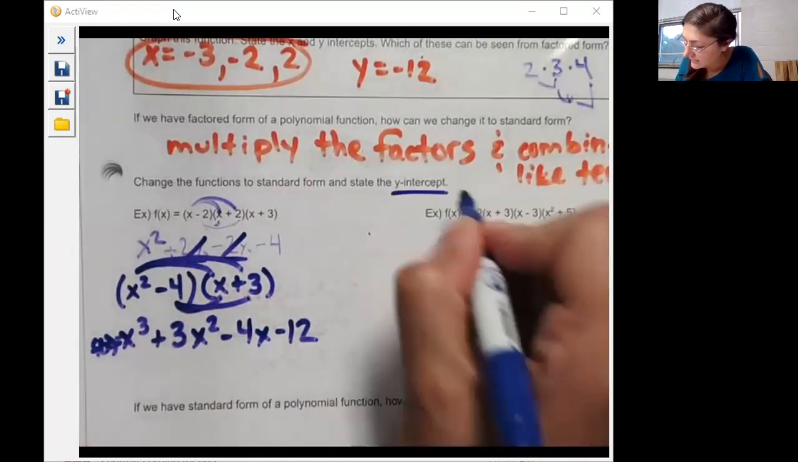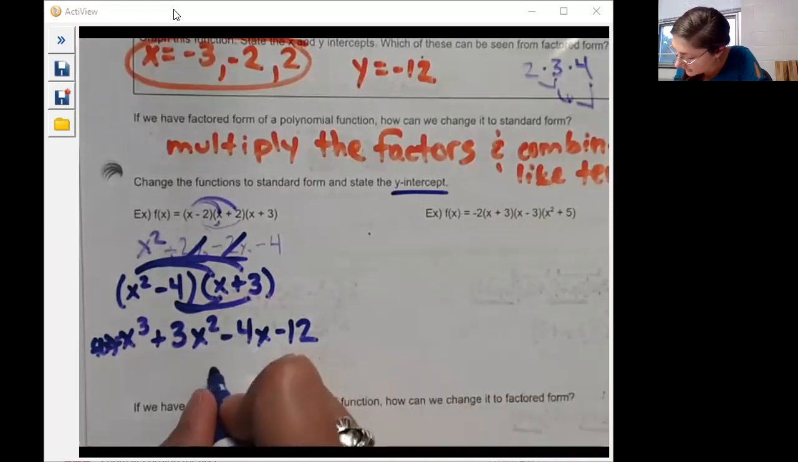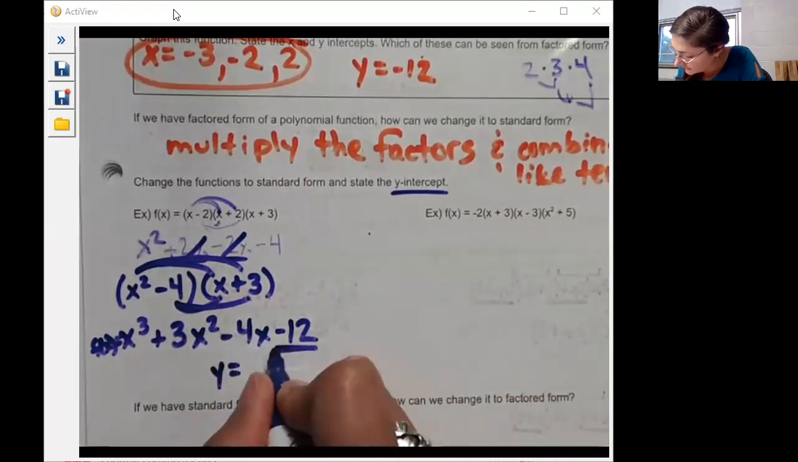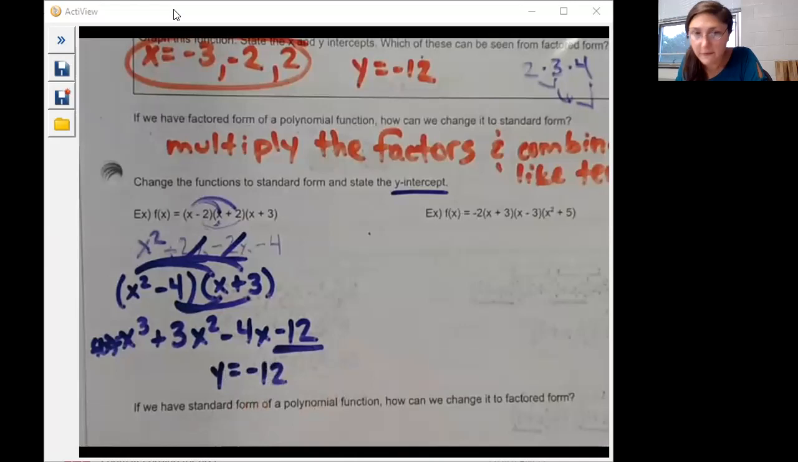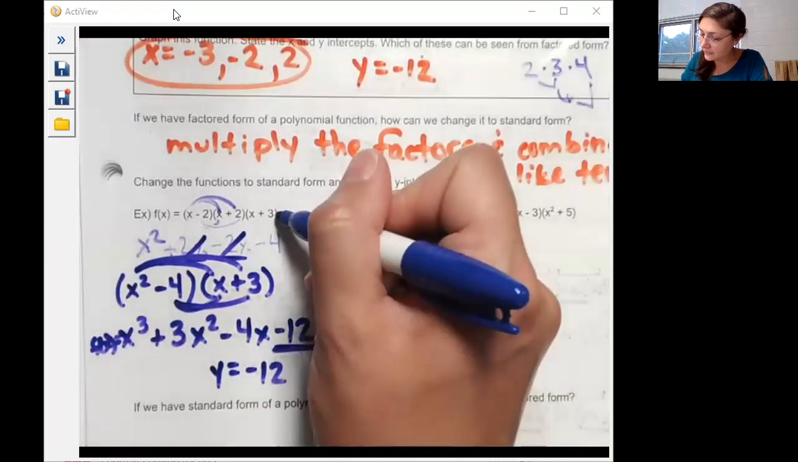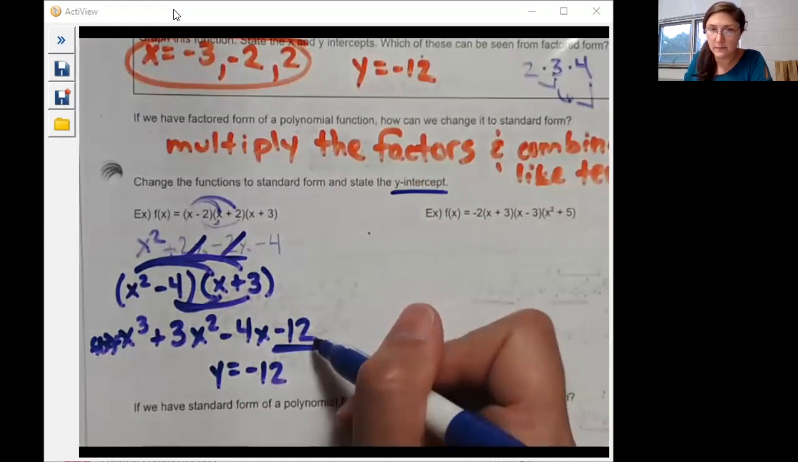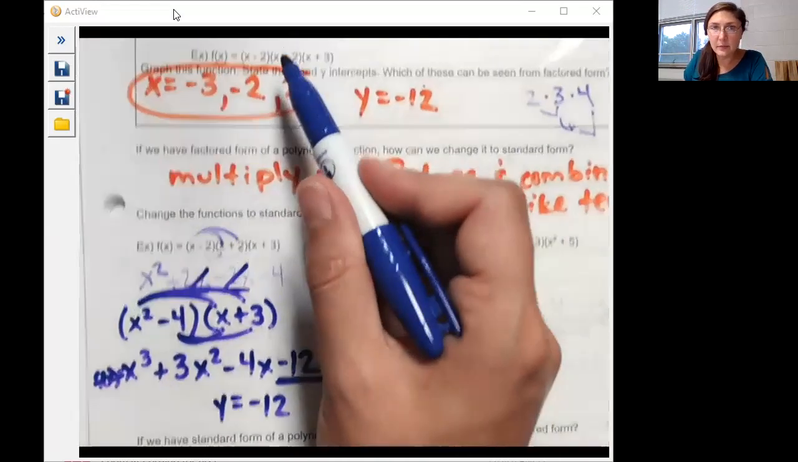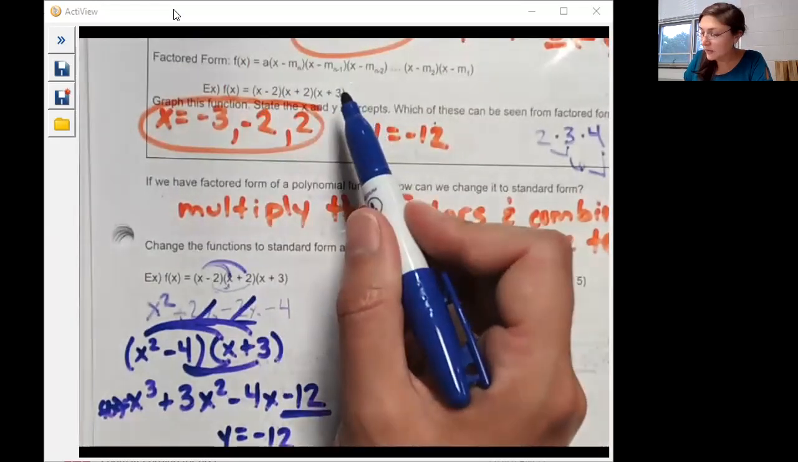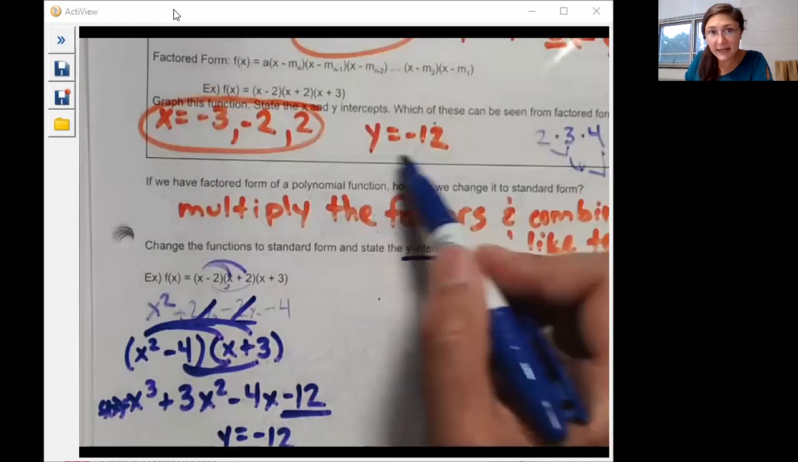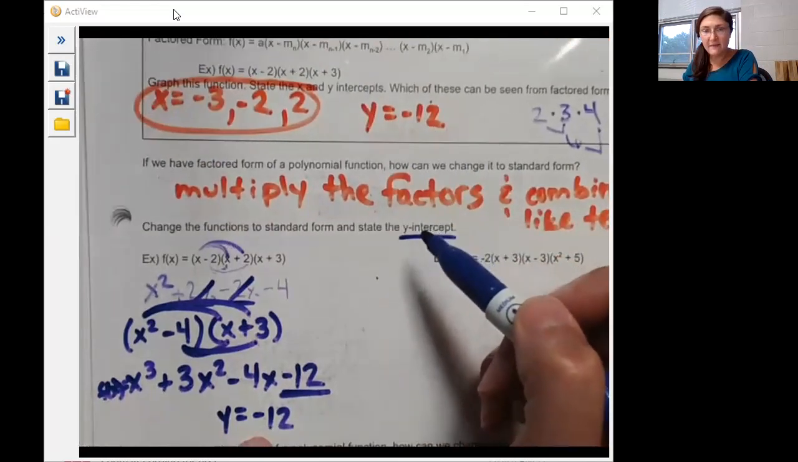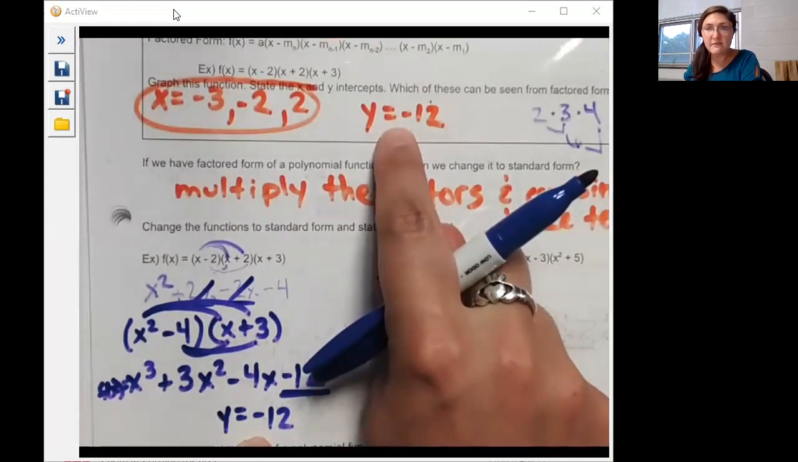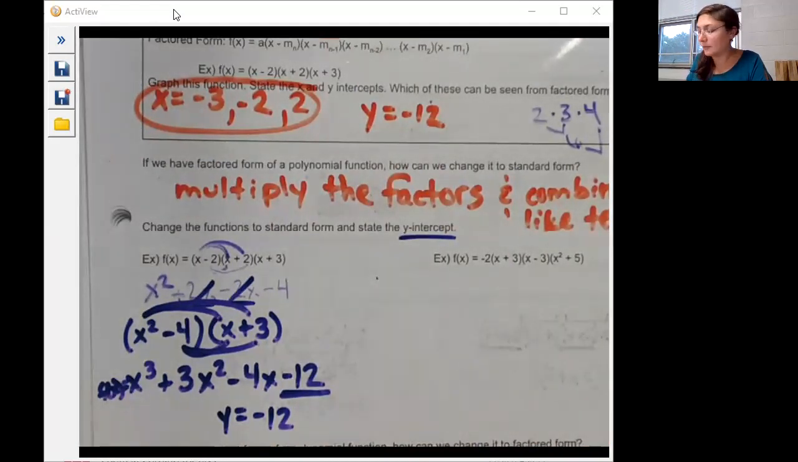And then my directions say state the y-intercept. My y-intercept here would be this constant term at the end, negative 12. Okay. So I've just changed this function from factored form to standard form so I could identify the y-intercept. And remember, this was the same problem that we graphed on our calculator. So we knew the x-intercepts and we knew the y-intercept. The y-intercept I found here from standard form matches what I found on my calculator. Okay. If they didn't match, I would have a problem.